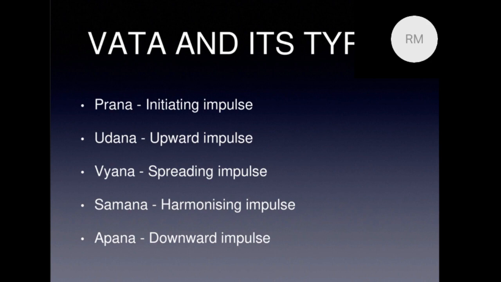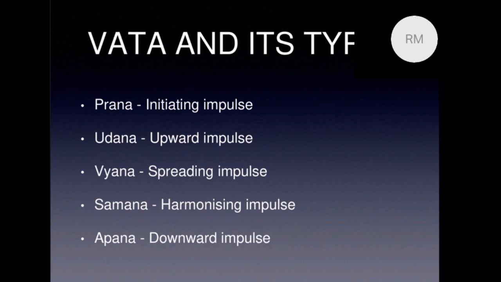And Samana is the harmonizing impulse for regulating the digestive fire, and this is down in the stomach region. And the downward impulse is something which dominates in the lower abdominal region, which is called apana. So now I want to give you a simple example of how the 5 cycles happen.